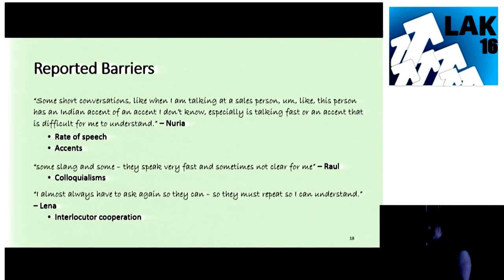Of course, they struggled with colloquialisms and vocabulary. And then the other one is how cooperative their communication partner was. Were they willing to repeat themselves? Were they willing to try and talk slower and otherwise explain or scaffold the communication?